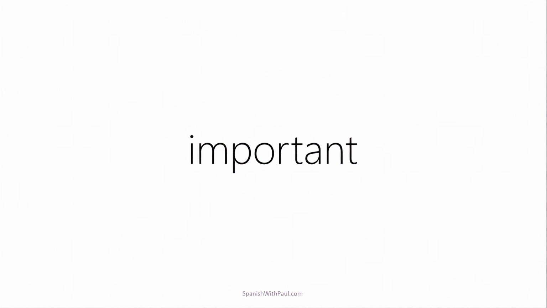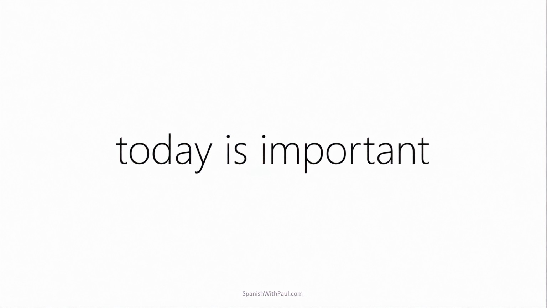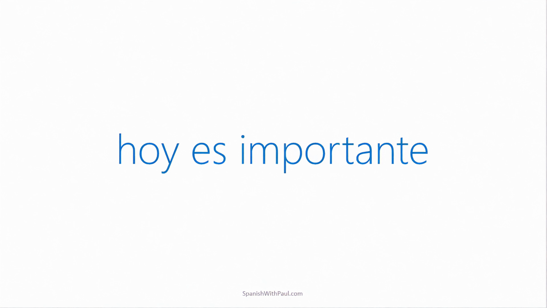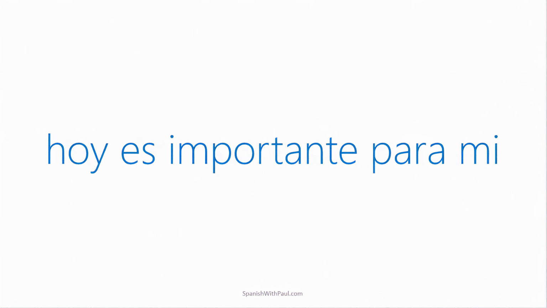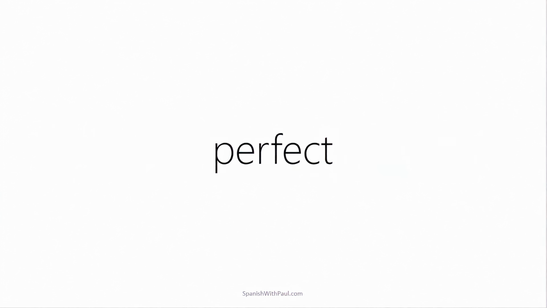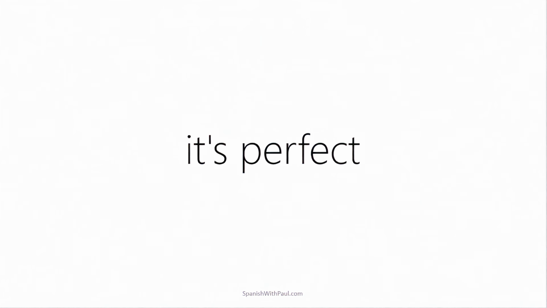How do you say the word important? Importante. Now say today is important. Hoy es importante. Today is important for me. Hoy es importante para mí. To say perfect in Spanish would be perfecto. Perfecto. How would you say it's perfect?